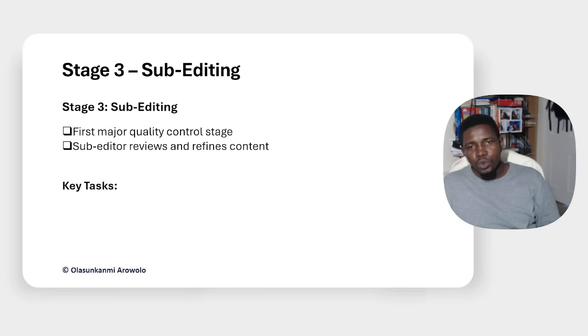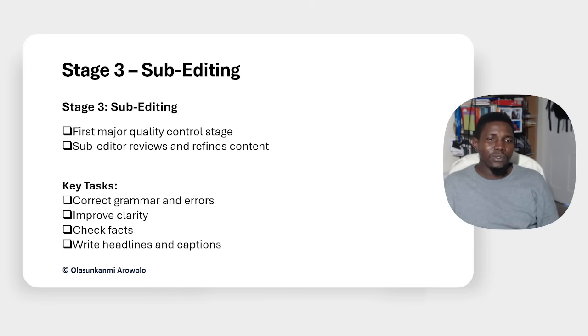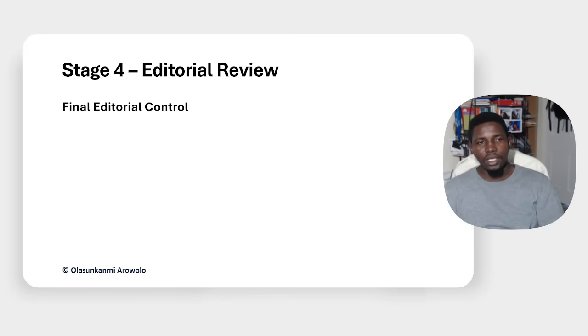Their key responsibilities include to correct grammar, to correct errors, to ensure that the content is clear, and to check facts. And the last thing they do is to write headlines and captions. This takes us to stage four, which is editorial review. The editorial review is done by the editor himself, and it's like a final editorial control stage.